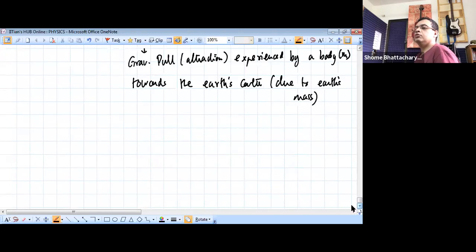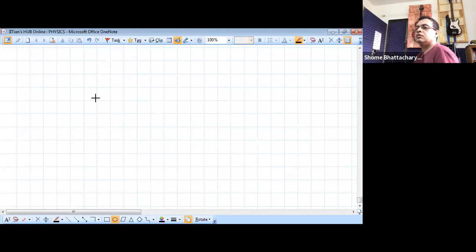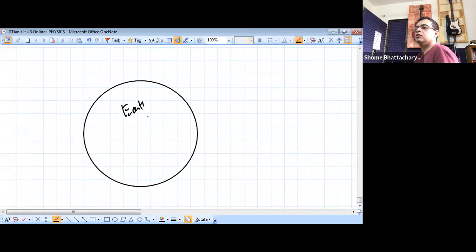Wherever the body is present on the Earth's surface, if this is the center of the Earth, then the gravitational pull or the gravitational force will always be a vector acting on whatever body, directed towards the Earth's center. That's why it becomes a vertical direction, because this becomes a horizontal plane. So this direction becomes vertically downwards. If the object is here, it will experience gravitational force like this.